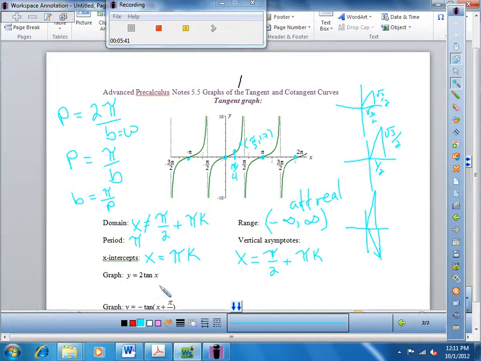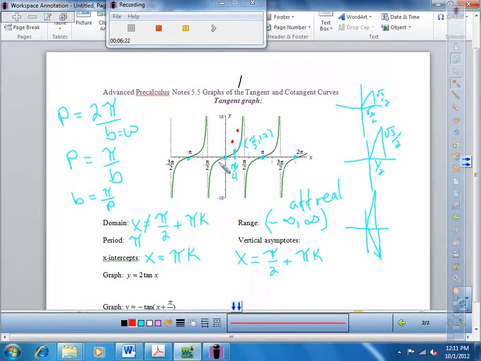Oh, it's the next one. So if I were to graph 2 tan x, all that does is it stretches this thing out. So I'm just going to kind of sketch it. If I were going to graph 2 tan x, all it does is multiply all those y values by 2. And so instead of this being the point pi over 4, 1, it would be the point pi over 4, 2. And instead of this being the point pi over 3, 1.7, it would be pi over 3, 3.4.